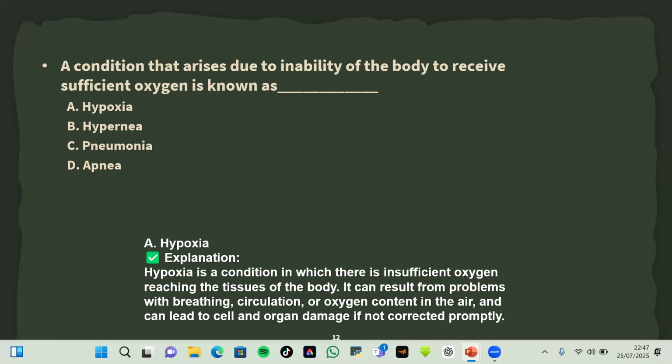The correct answer is hypoxia. Hypoxia is a condition in which there is insufficient oxygen reaching the tissues of the body. It can result from problems with breathing, circulation, or oxygen content in the air, and can lead to cell and organ damage if not corrected promptly.